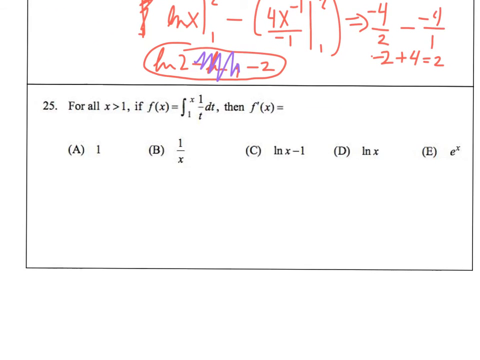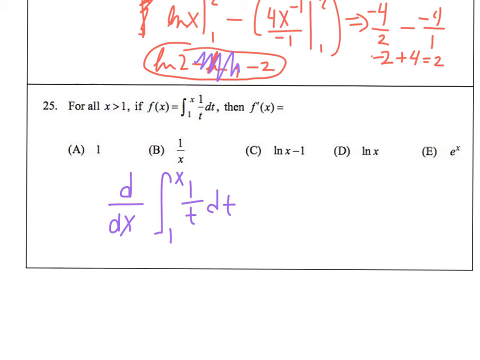And then finally, we get number 25, accompanied by yet another bell. And here we've got a function defined by an integral, and we're asking for the derivative. I'm just going to write this out at first. So the derivative of the integral from 1 to x of 1 over t dt.